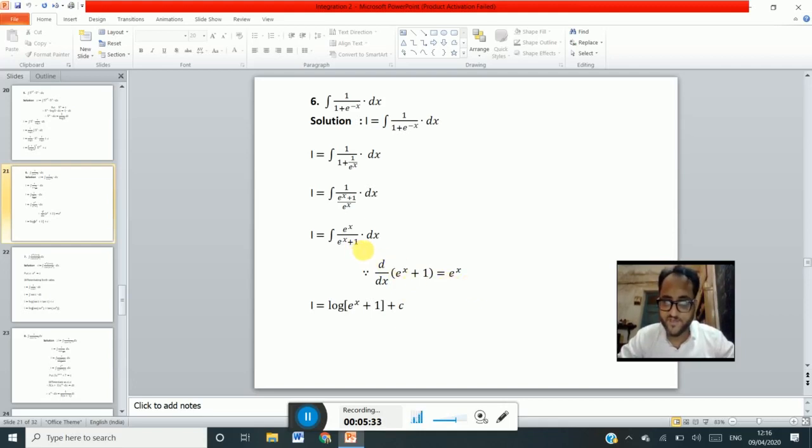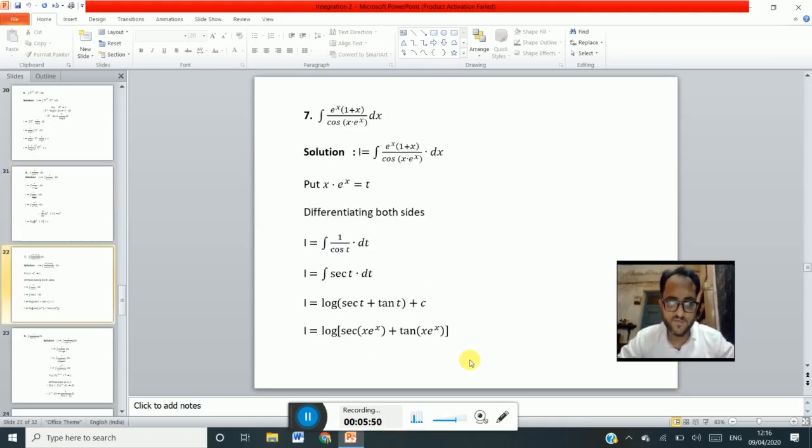That means this is the standard form of f dash x upon f of x. So the result is log of f of x, meaning log of e to the power x plus 1, plus c. This is the answer in this case, right? Then understand this one. Okay, then see example number 7.